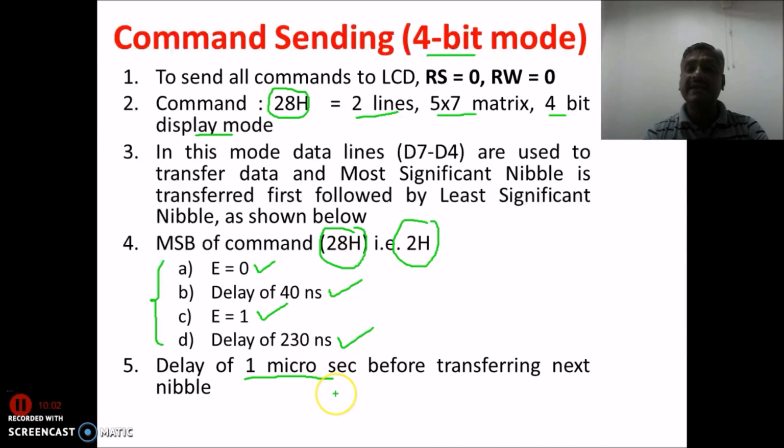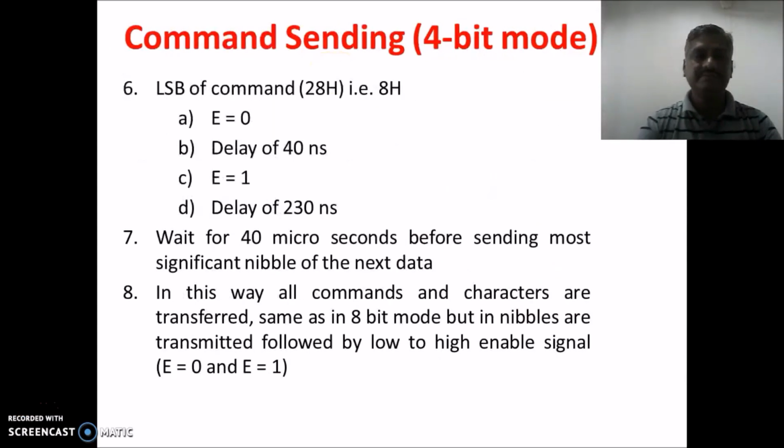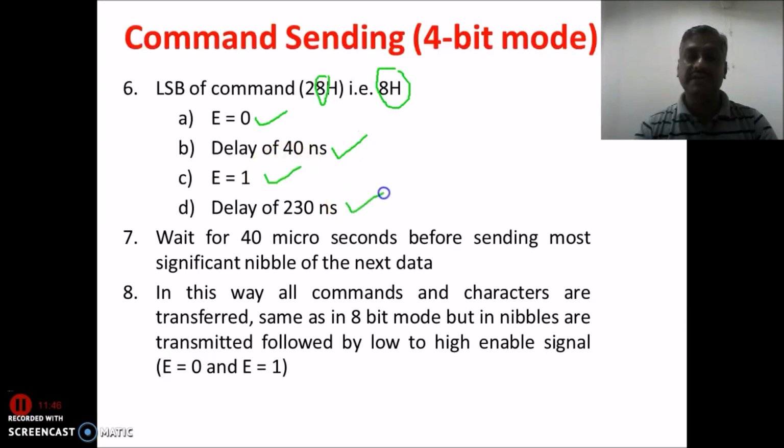Now here a 1 microsecond delay is required between the upper nibble and the lower nibble. Here I am sending the upper nibble, that is 2, first. Then we need a delay of 1 microsecond. Then after that delay, the LSB of the command: 28 is the command, and 8 is the LSB nibble, or least significant nibble, of this particular command, that is 8H. Then after that, again we need E equal to 0 for a delay of 40 nanoseconds, and E equal to 1 again for a delay of 230 nanoseconds. After that, we have to wait for 40 microseconds before sending the most significant nibble of the next data.